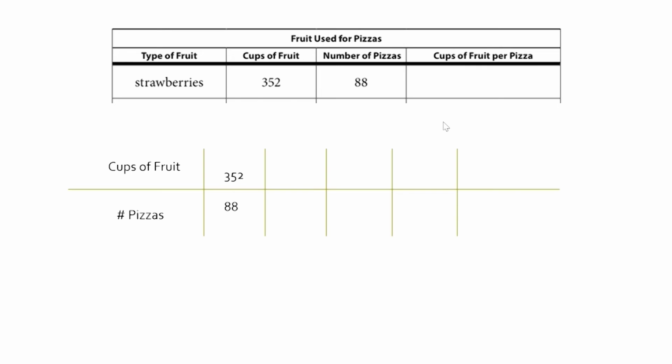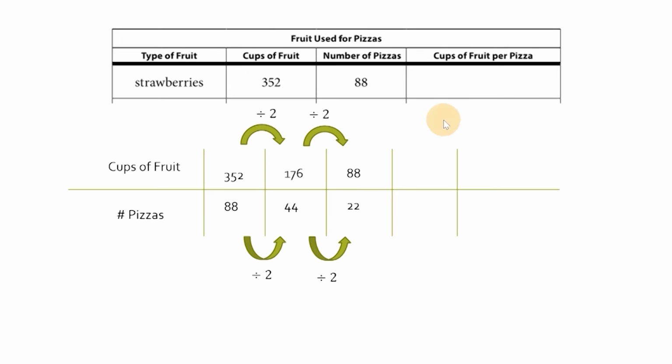We know 352 cups of fruit made 88 pizzas, and we're going to try to get all the way down to 1. I'm just going to start by dividing by 2. 352 divided by 2 is 176, and 88 divided by 2 is 44, and I can keep dividing by 2. Both numbers are still even. 176 divided by 2 is 88, and 44 divided by 2 is 22. I noticed something here, though. I think I can go bigger than 2 because both of these numbers are divisible by 11.